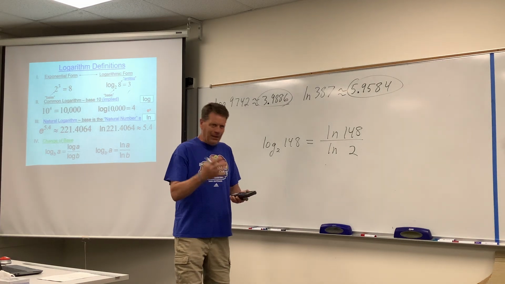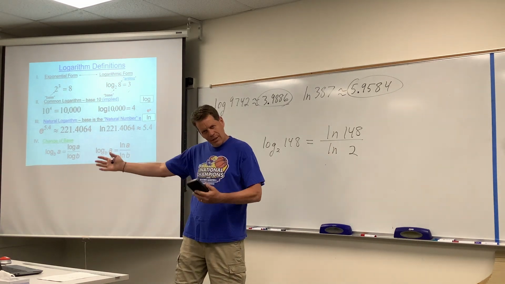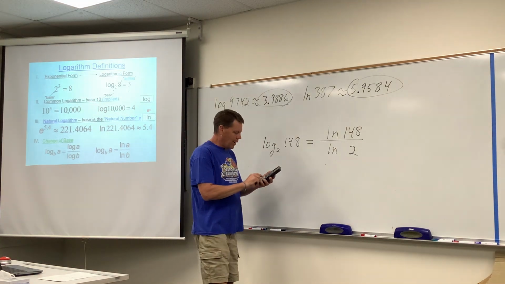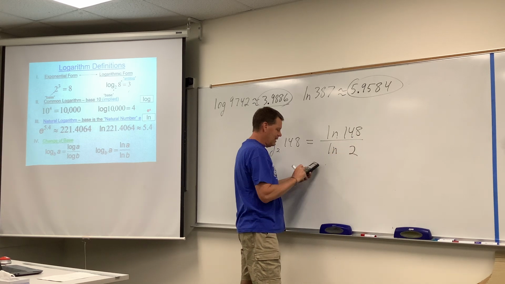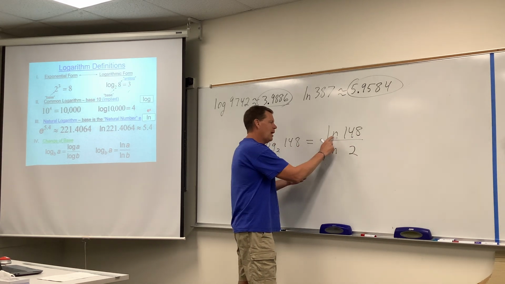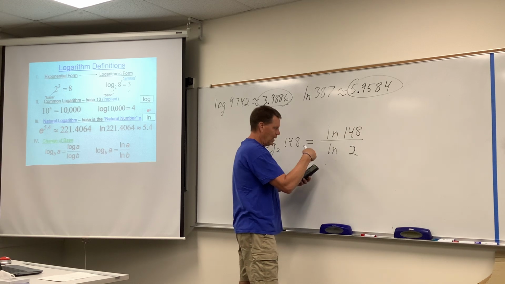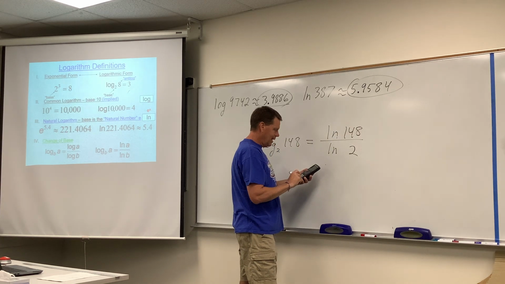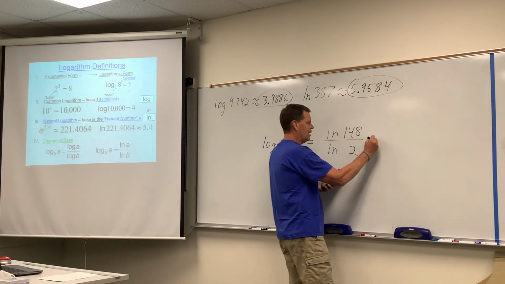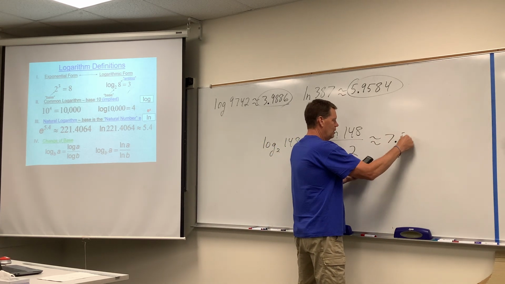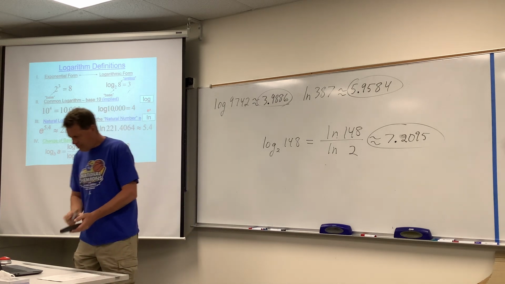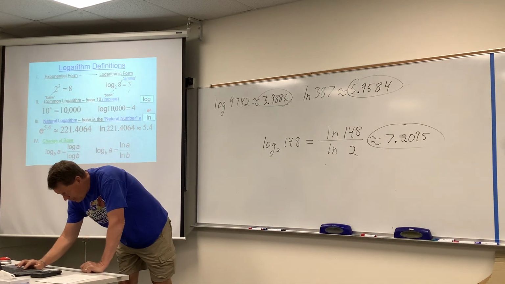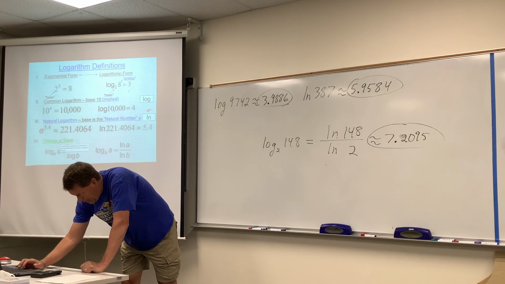And so, look, I pulled my calculator on the screen, but I'm sure it's very difficult to see there. So I'm going to go ln 148 equals, divided by ln 2 equals, and it looks like this is about 7.2095. Bang, 4 decimal places. So again, that was another situation where our good old friend change of base made sense.